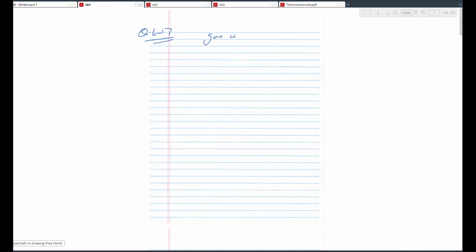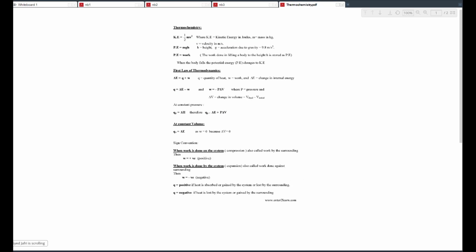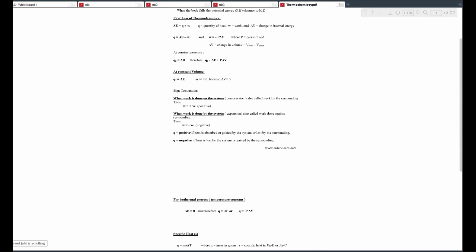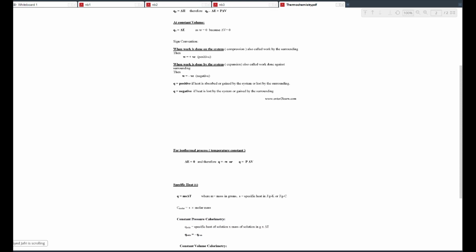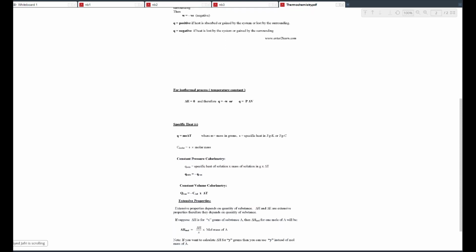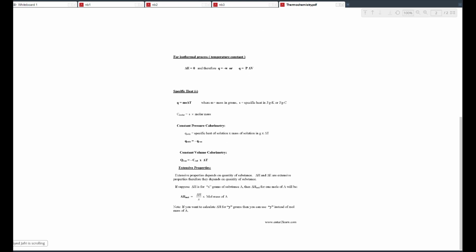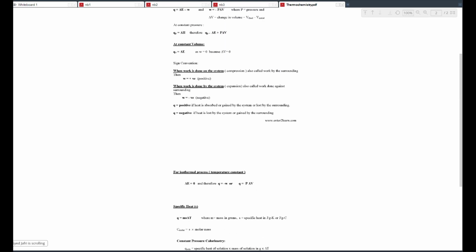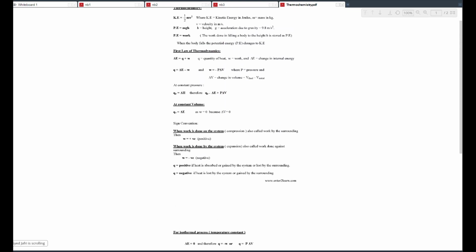Gas is expanding. Now let's go to the formula, the first law of thermodynamics formula. The delta E is equal to Q plus W. Can you see this one? Yes. The delta E is equal to Q plus W.